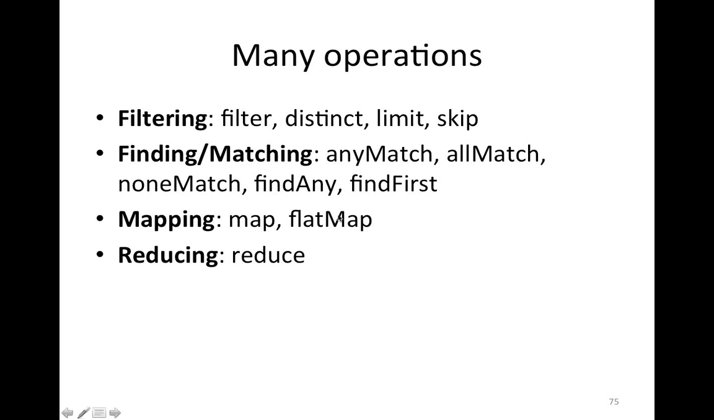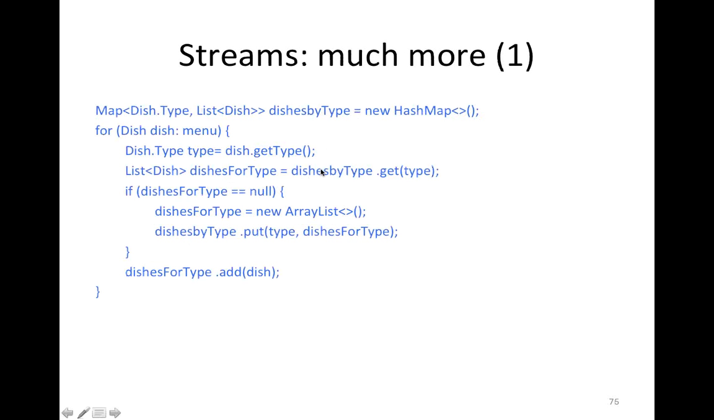There's map and flatMap that allow you to extract information from objects or specify some transformations. There's reduce, which allows you to combine elements in a stream into one value. I won't go into details about those operations. I invite you to have a look at the Java API or the examples in our book.